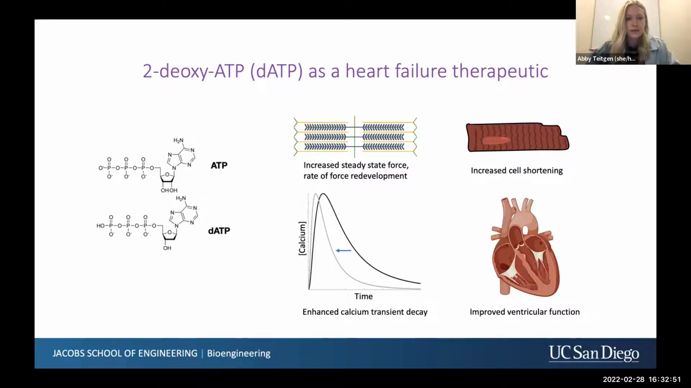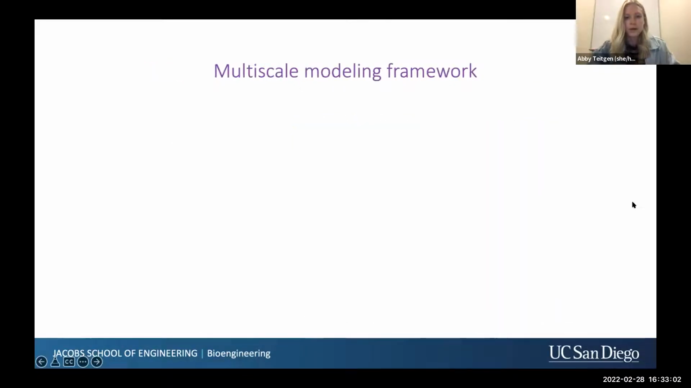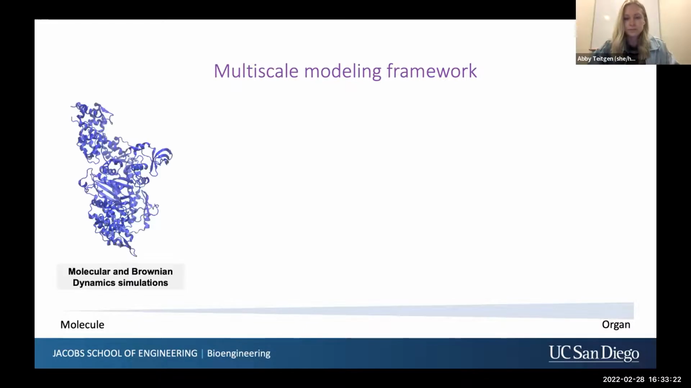And we also have seen that levels of dATP as low as 1 to 2% of the overall nucleotide pool significantly improve contraction, but the mechanisms behind this are not very well understood. So my goal for this project is to develop a multi-scale modeling framework extending from the molecular level all the way up to the full organ level to assess how changes in myosin with dATP scale to changes in ventricular function, both in a healthy heart and in the case of heart failure.